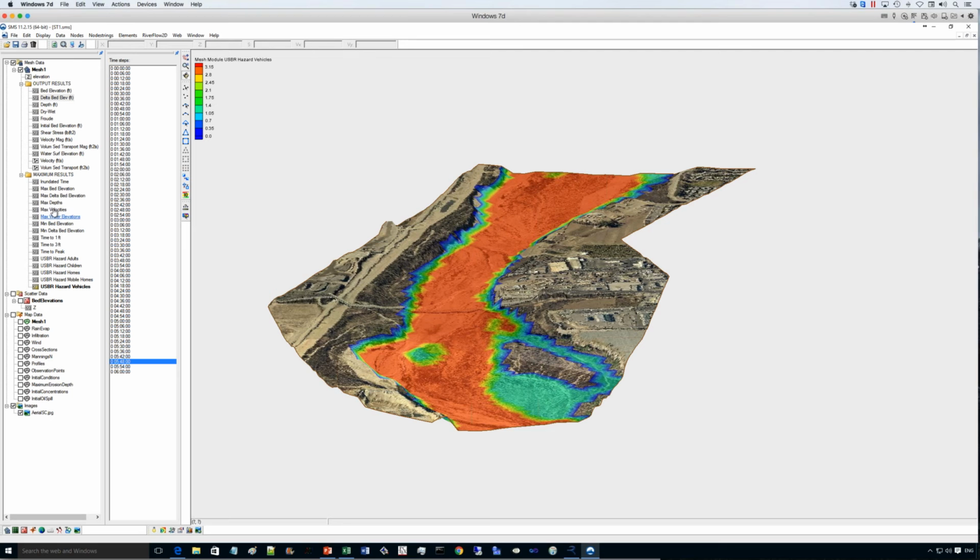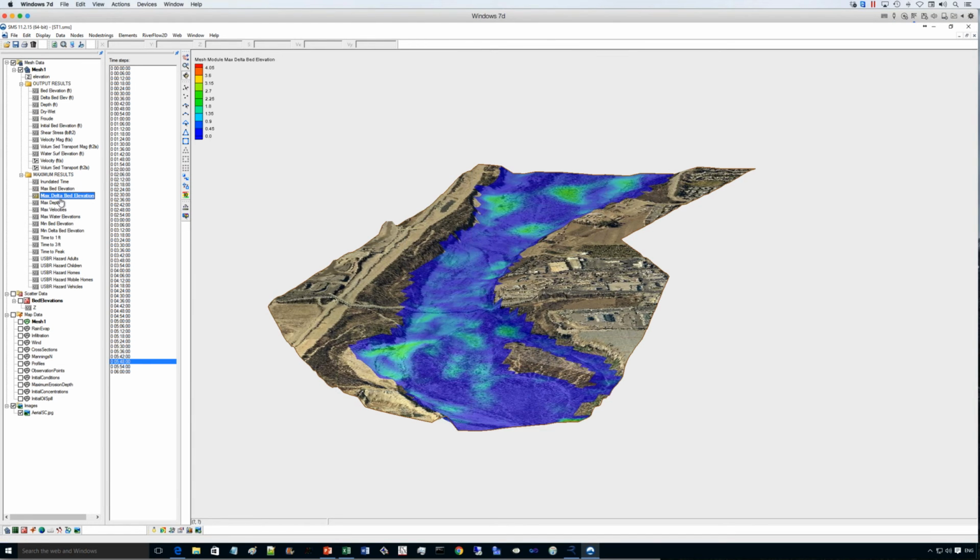visualize a number of features, like, for example, the maximum bed elevations that were obtained during the simulation, the maximum changes in bed elevations. So this map shows areas that suffered the maximum deposition and maximum erosions, and etc. So you have the full set of results that you can get from the model, from the sediment transport model.